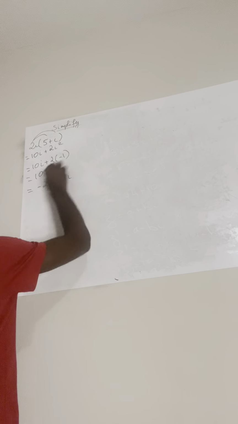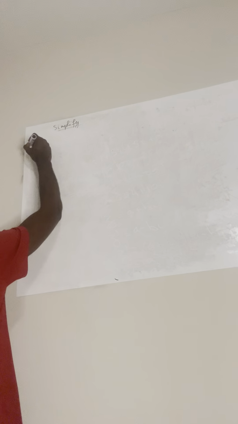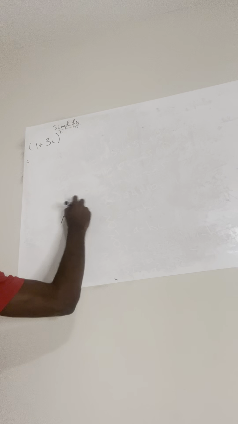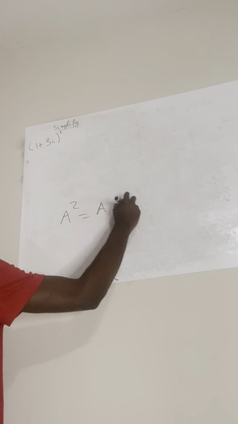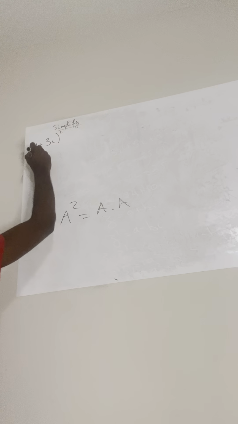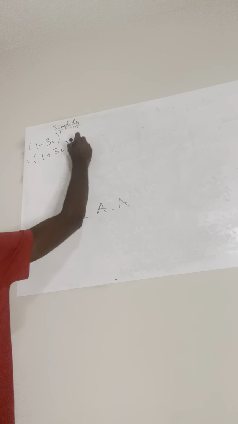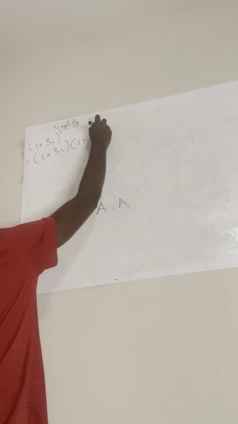This was for the first problem. Second one, we have (1 plus 3i) squared. What's the approach here? Remember, a squared is a times a. So I need to rewrite this twice. It's 1 plus 3i and 1 plus 3i.